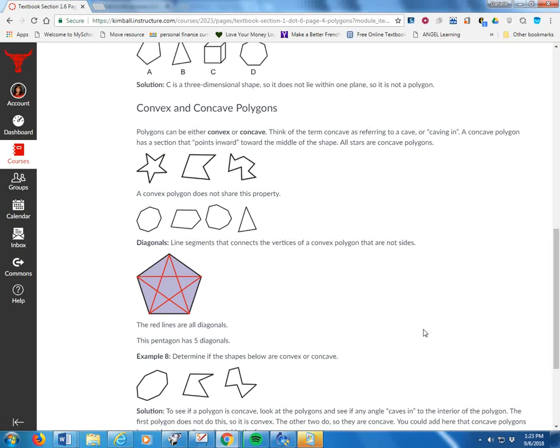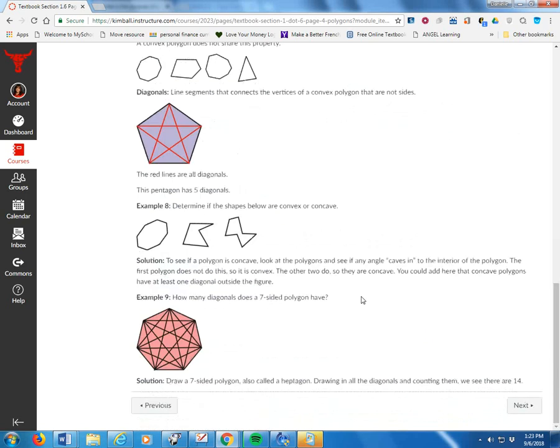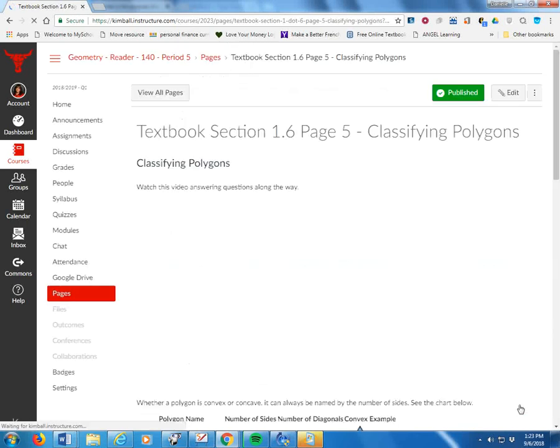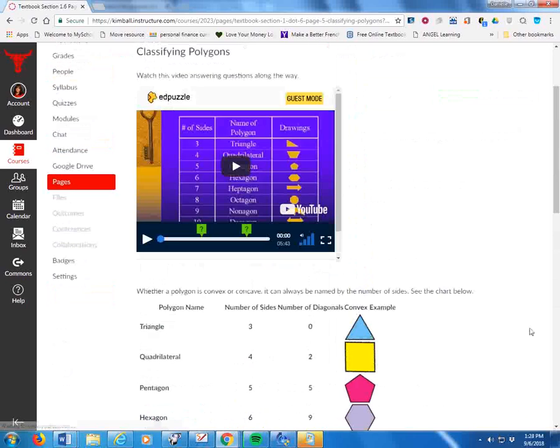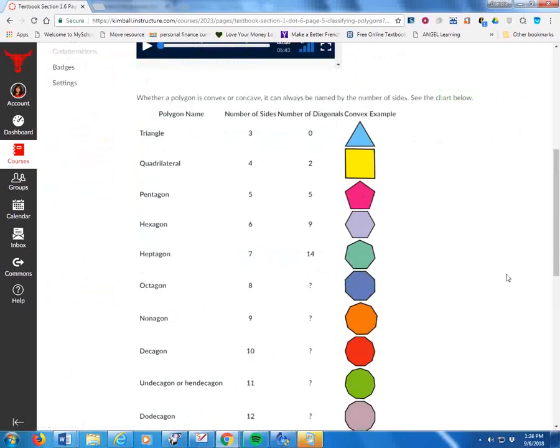So this is convex. This is concave. And then the last page went through a list of all of the different names for the different number of sides of a polygon. So you'll need to know number of sides so you can name them. This would be a good reference page. You've got it available in your textbook.